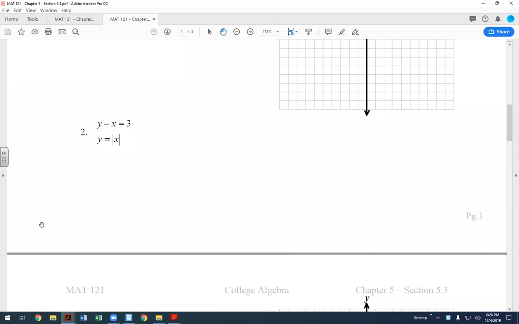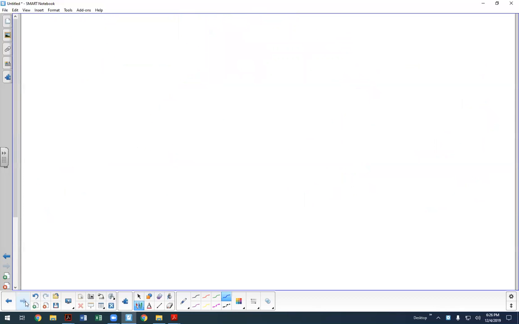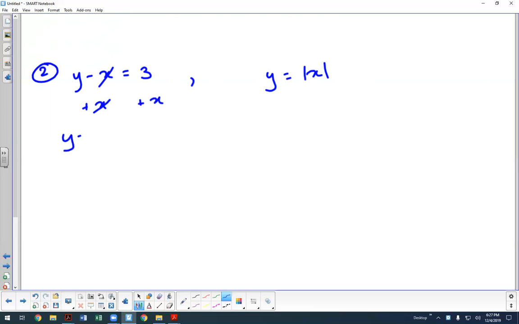Okay, same kind of thing happening on number 2. We are given y minus x equals 3 and y equals absolute value of x. And they're also obviously asking us to use the graphing method. One thing I would actually do is rewrite that first equation, just move your x to the other side. So simply add that x and get your equation as y equals x plus 3.